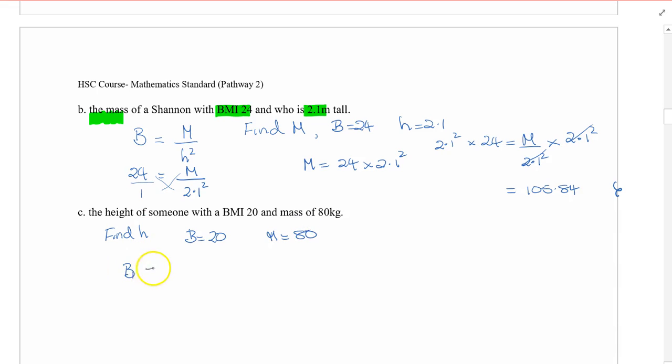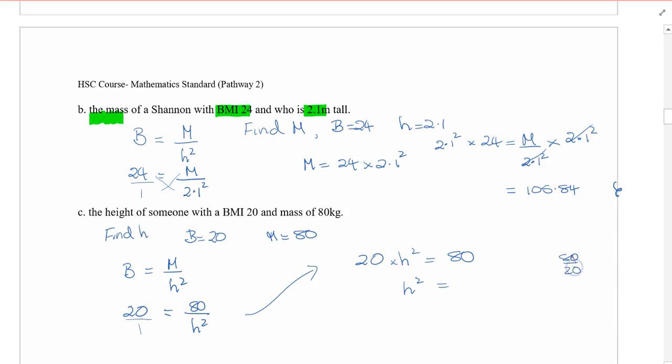So you write your formula, b equals m over h squared. b is 20, m is 80, and we're finding h squared. Again, we've created an equation with just one unknown, it's the h. To solve that sort of an equation, we want to get the h by itself. So again, you've got options. You could cross multiply again, and you would get 20 times h squared is equal to 80 times 1, which is 80. Now, to get the h squared, we need to divide by 20, and 80 divided by 20, 80 on 20 is 4.